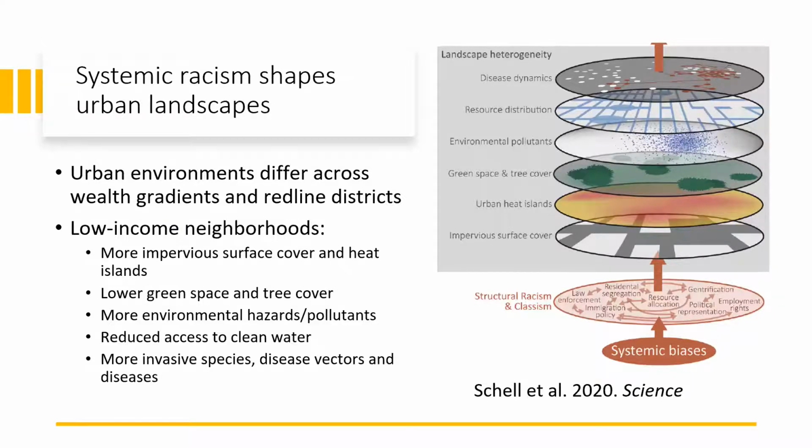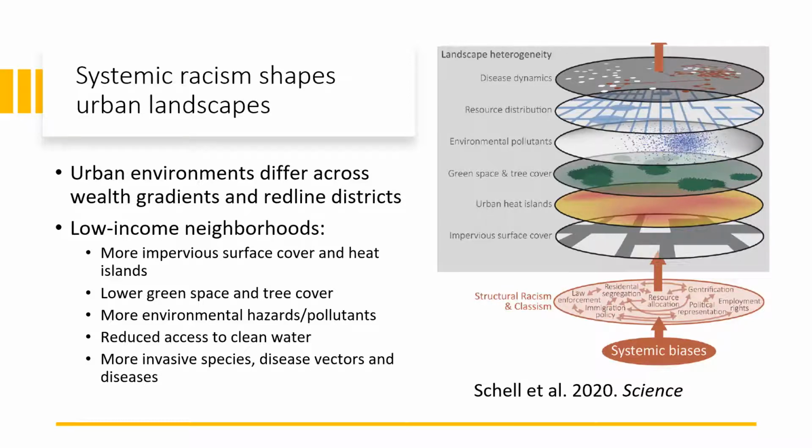by Chris Schell and some colleagues, where they were really interested in what the consequences of this are for urban environments. So getting back to my realm, right? Environmentalism and conservation. And what they found was that urban environments are very different across wealth gradients and redline districts. So areas that are low income or redlined have more impervious surface cover, right? So more pavement, buildings, things like that.